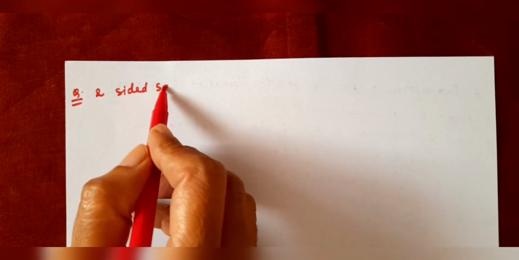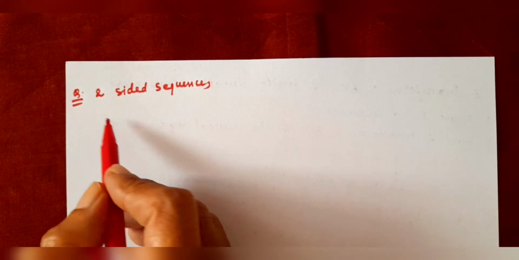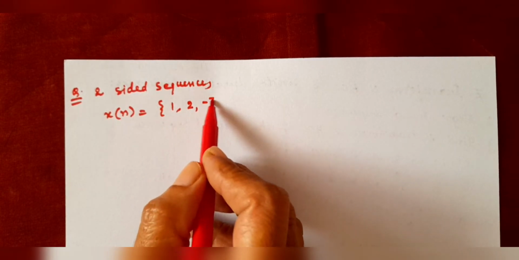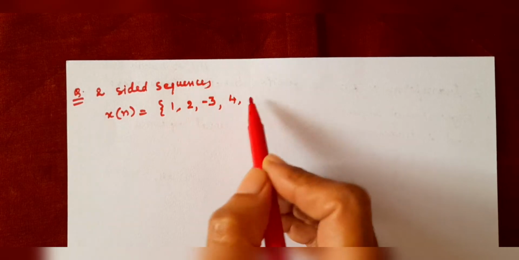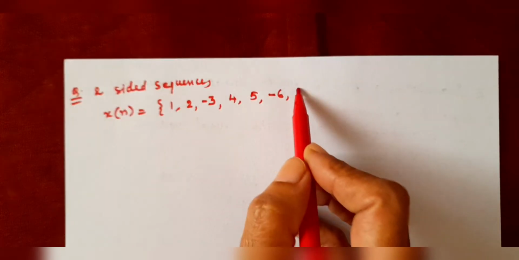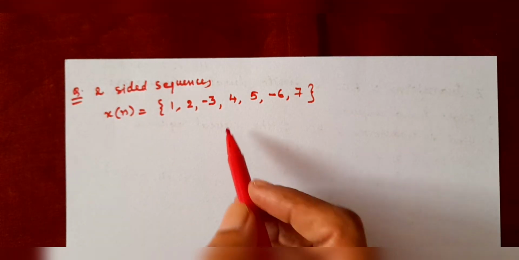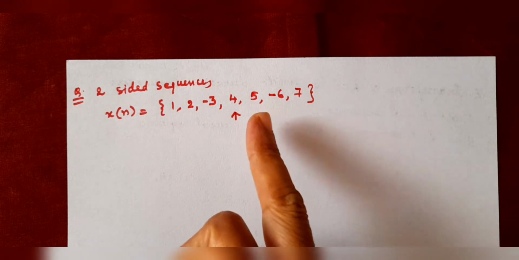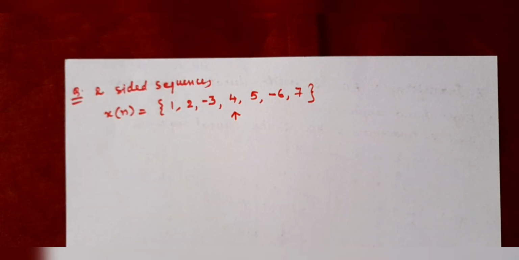What is the third question? Two-sided sequence. Let the question given be x of n is equal to 1, 2, minus 3, 4, 5, minus 6 and 7. Okay. Let the arrow be at 4. This is a two-sided sequence because you are having right hand values as well as left hand values.